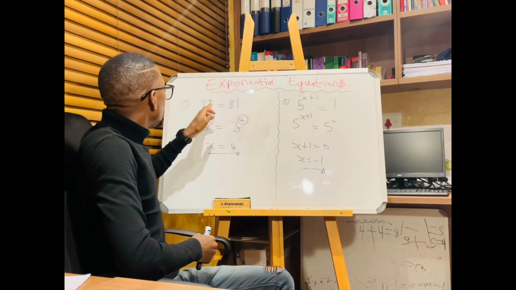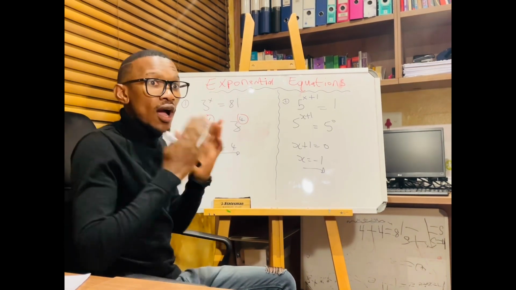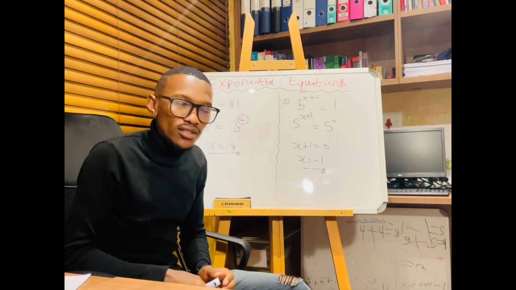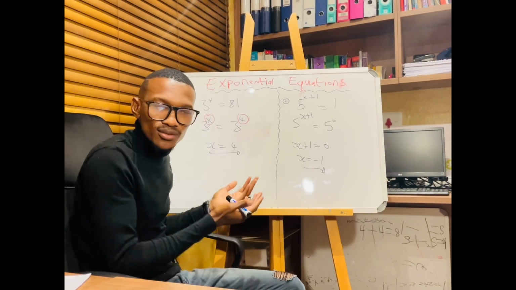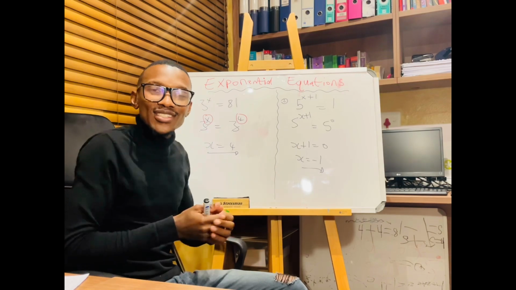From here, you put 4. 3 to the power 4 is what? 81. They're the same. How did you do it? It's just math, guys. What else can I say?